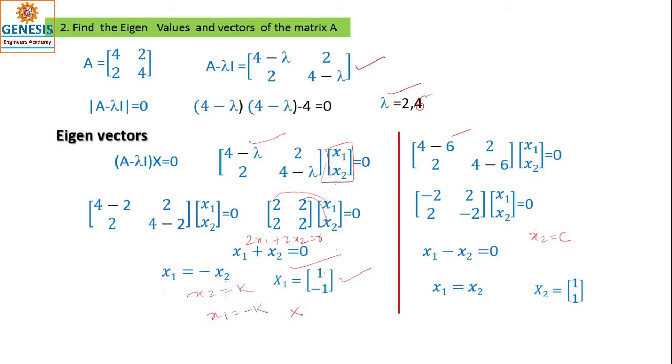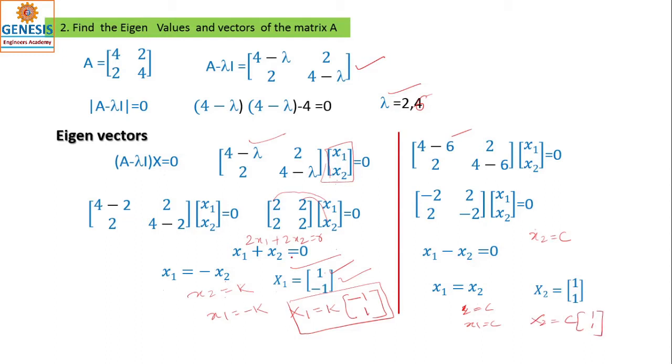So if I put x2 is equal to c or some k, x1 is equal to minus k. I can take the multiple, so x1 is equal to minus 1 and this. So the k may be something, minus 1. So this is the general eigenvector, and this is a particular eigenvector for the constant k equal to minus 1. In this case also, if I put x2 is equal to c and x1 is also equal to c, then the eigenvector is c into 1, 1.